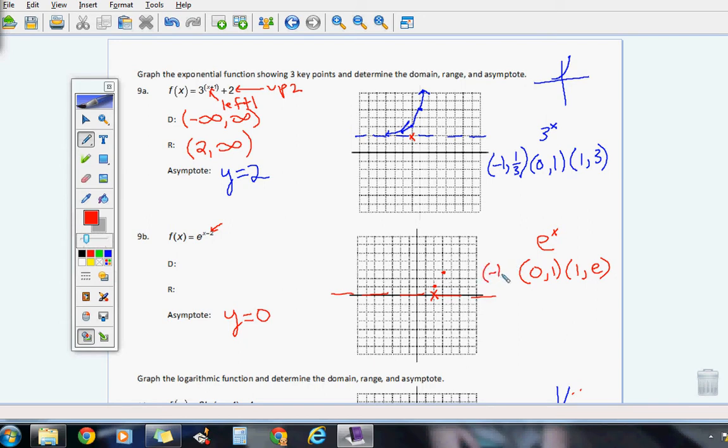And then negative 1, 1 over e. Okay, which we've been talking about is approximately 1/3. So left 1, up 1/3. Hard to show there. But then I connect them, and I have myself my exponential function shifted right 2 with a base of e. So the domain is still negative infinity to infinity for that, and then the range is from the horizontal asymptote up, 0 to infinity.